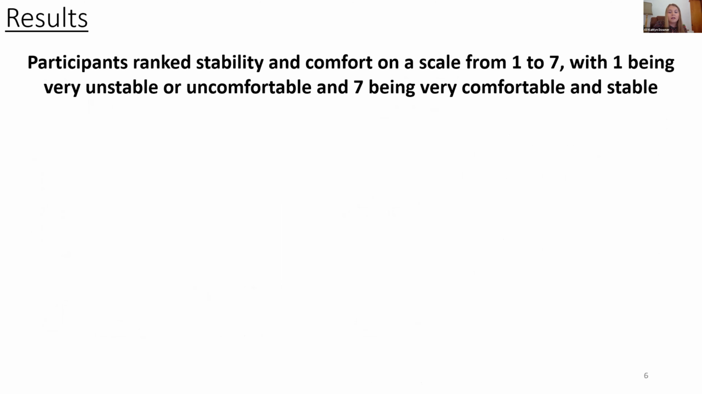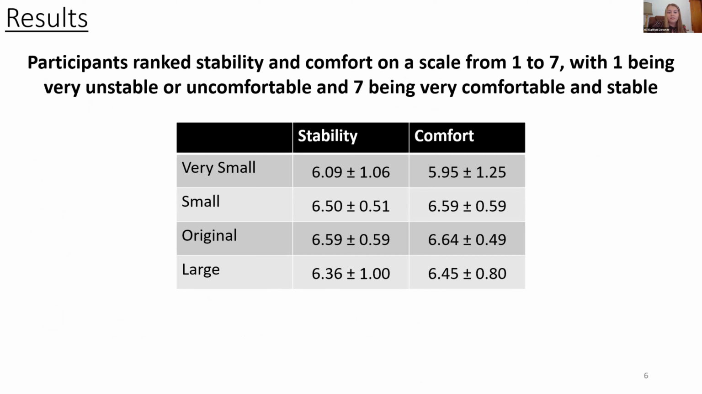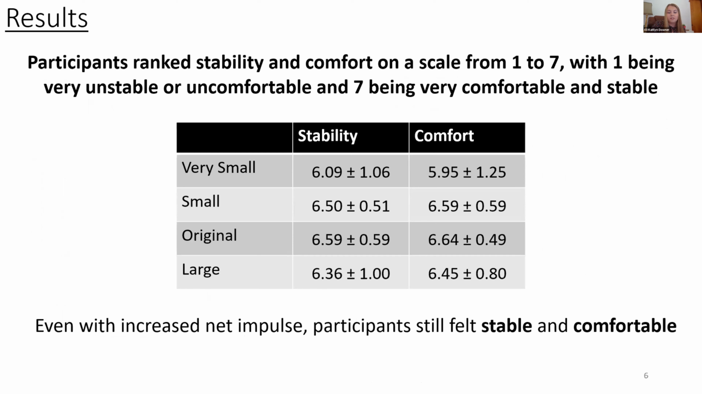Finally, participants were asked to rank their stability and comfort on a scale from 1 to 7, with 1 being very unstable or uncomfortable, and 7 being very stable or comfortable. There were no significant differences in both stability and comfort across all modifications of beta. As the net impulse was increased, participants still felt stable and comfortable.